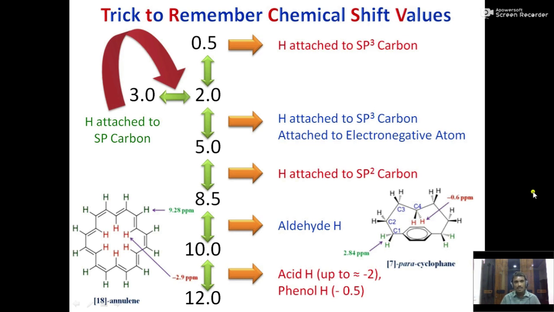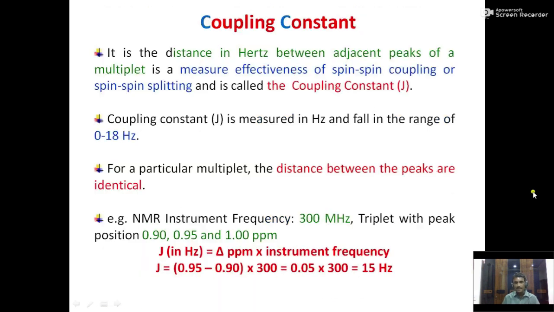In the case of the hydrogen attached to an sp carbon, we get the signal at a chemical shift between 2 ppm and 3 ppm approximately.